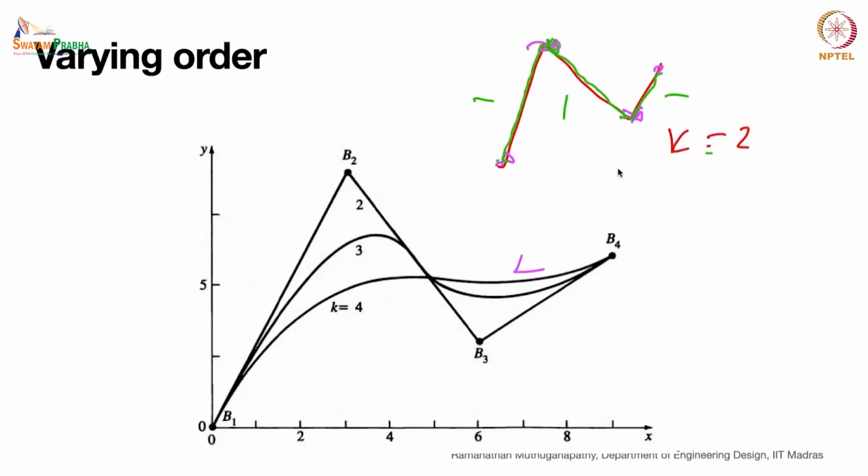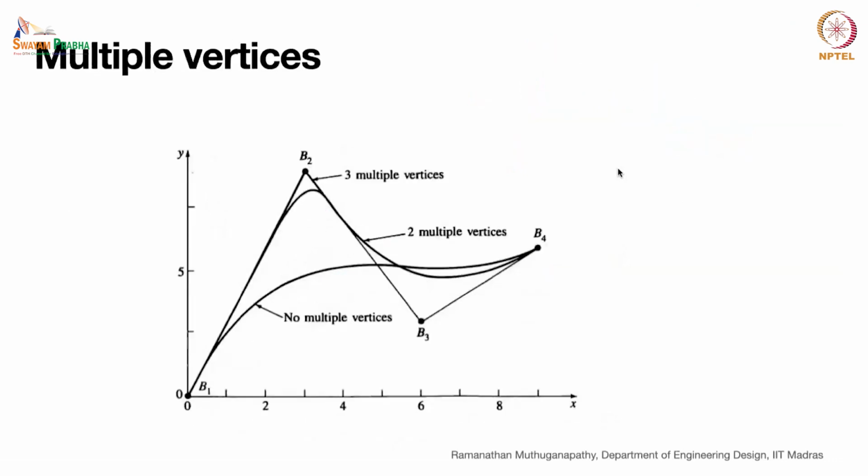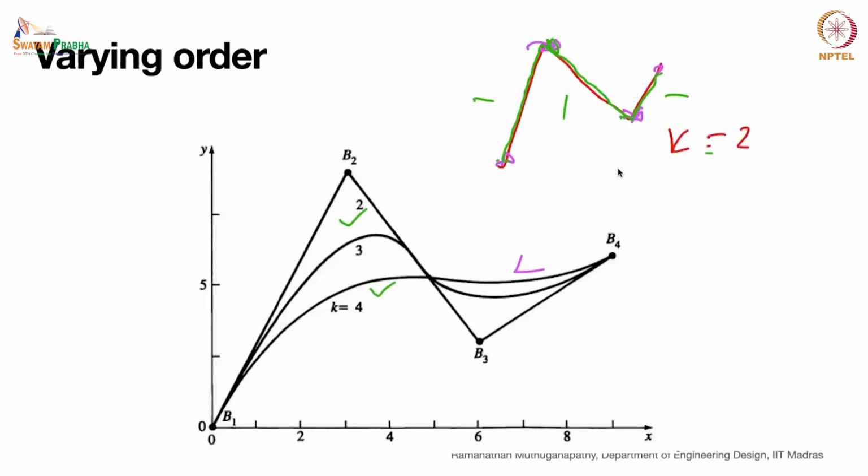In all cases, that need not be the corner point. Okay, but you can see that this is k equals 3 and what is k equals 4? The Bezier curve, sir. It's a Bezier curve. Fantastic. Okay, we will come back to that point. And there are also other things that happen.